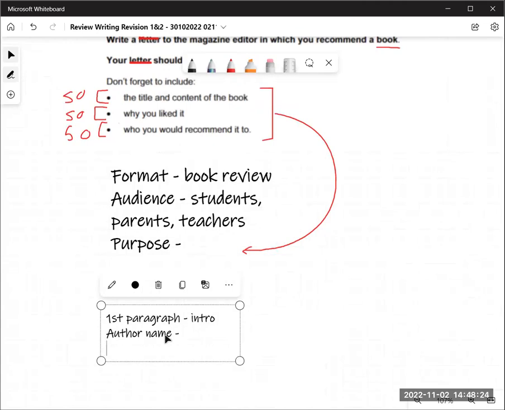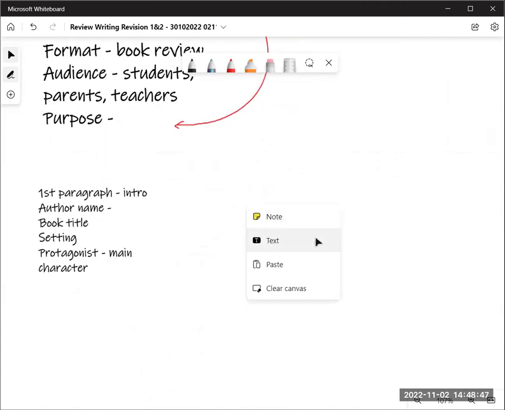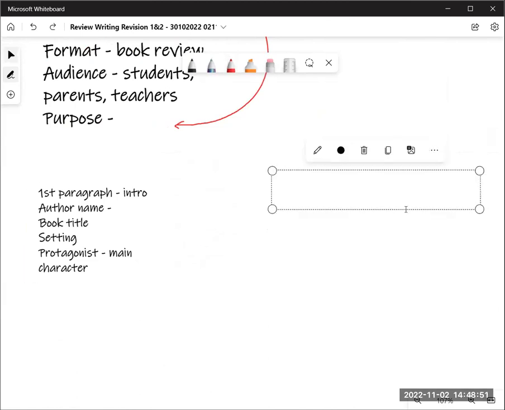Now, author name, we have book name, a book title. All of this should be there. You should also have the setting, characters. Let's say protagonist, not the character, but the protagonist. Who is the protagonist? That's the main character. So let's write it down. So first paragraph, let's start. Now I want you to write this only, not the one which I'm writing.